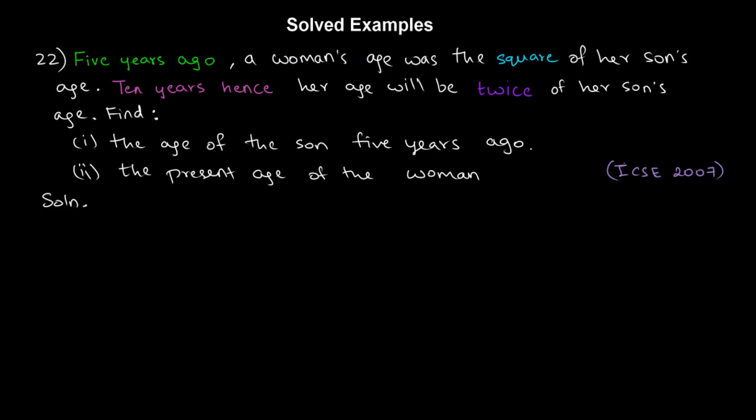5 years ago, a woman's age was the square of her son's age. 10 years hence, her age will be twice of her son's age. Find the age of the son 5 years ago, the present age of the woman.